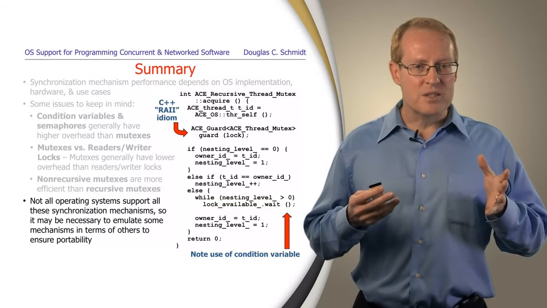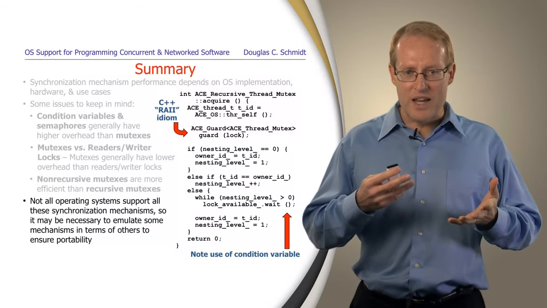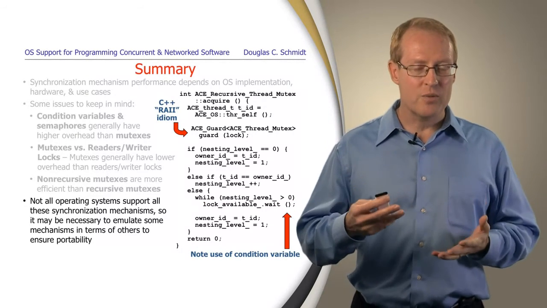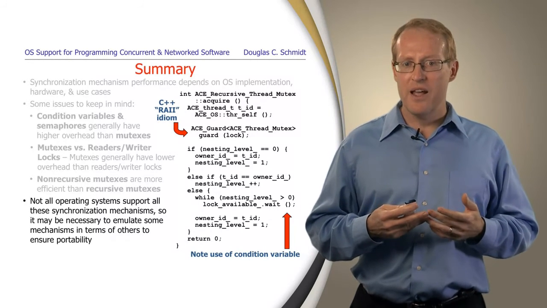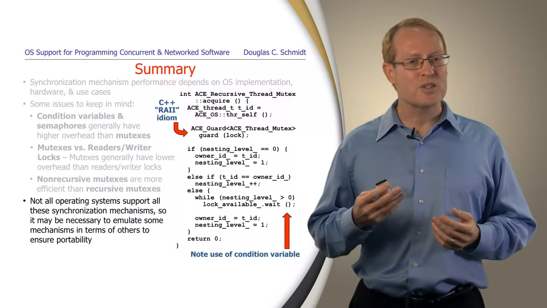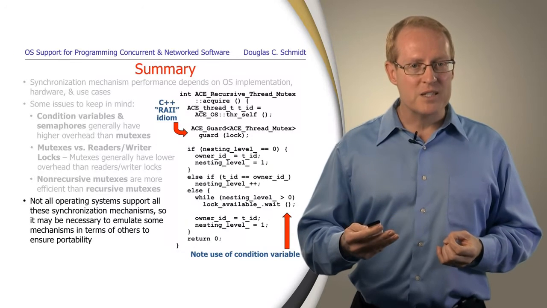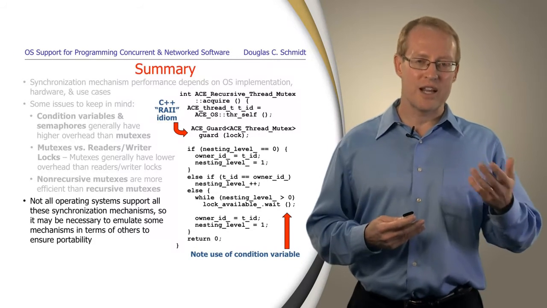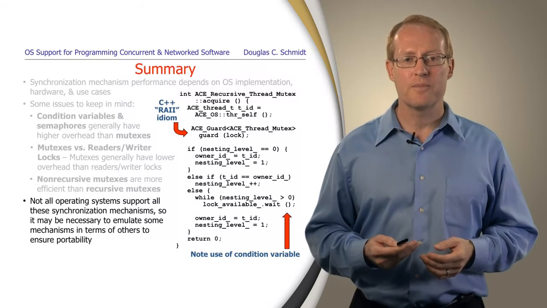So this illustrates a couple of things. First, it shows how we can start to illustrate the ways these different synchronization mechanisms can be used to implement each other. Here we're using a condition variable and a mutex to implement a recursive mutex. And of course, it also illustrates why a recursive mutex is somewhat more expensive than a non-recursive mutex, because there's extra work going on. There's an extra lock operation, there's the use potentially of the condition variable, and so on.